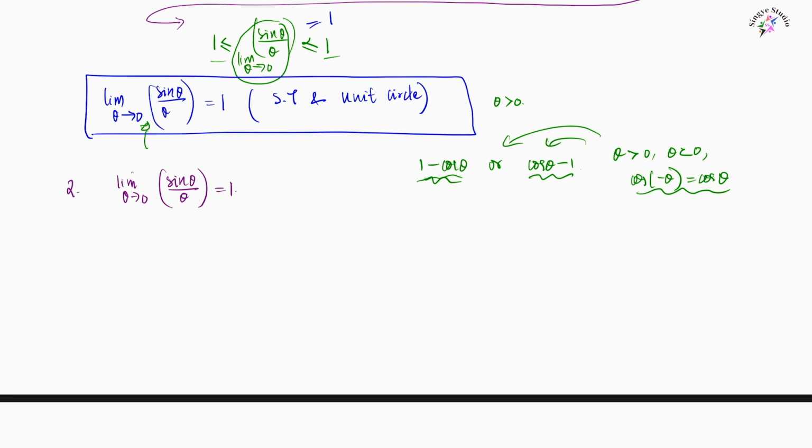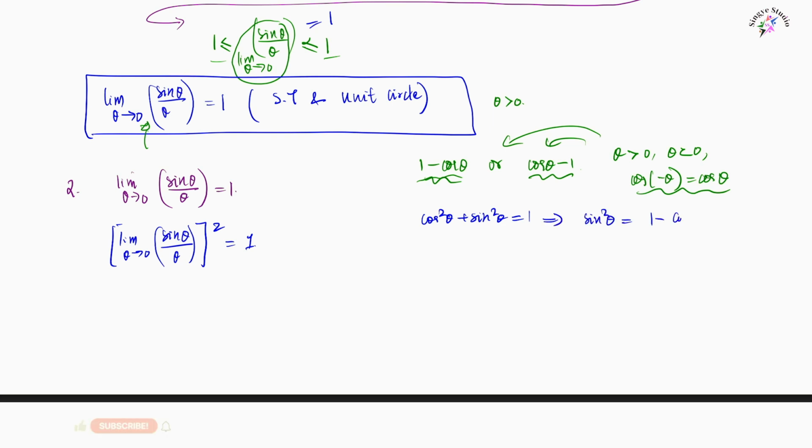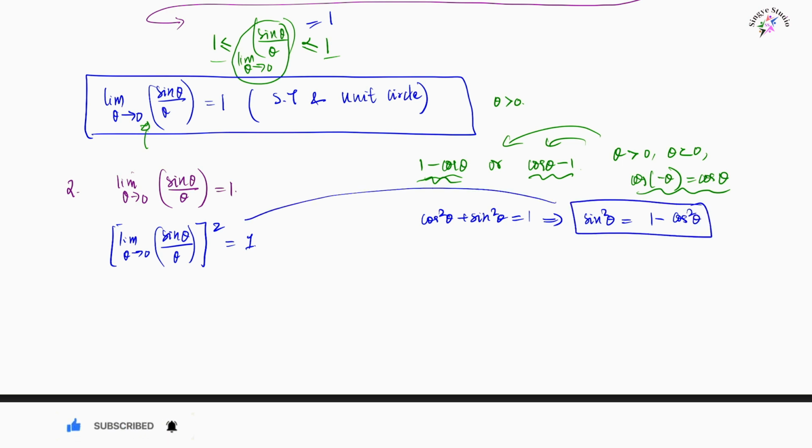So we will get the limit as theta approaches 0 of (sine theta upon theta) whole squared equals 1 squared, right? 1 squared is 1 itself. Now, why we have done this is because we have to change this sine theta into cosine theta. We have the trig identity that cosine squared theta plus sine squared theta equals 1, which implies sine squared theta equals 1 minus cosine squared theta. So this is a very important trig identity. So we will use this here.